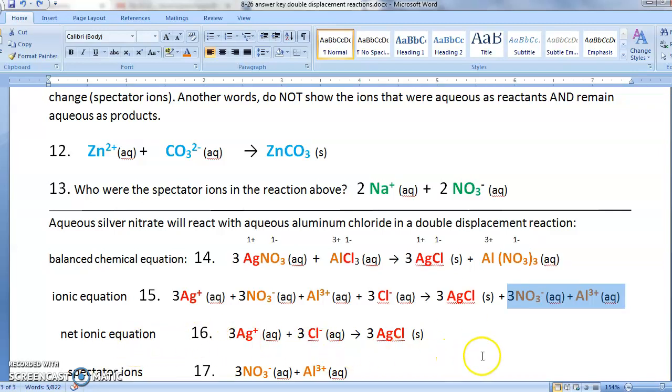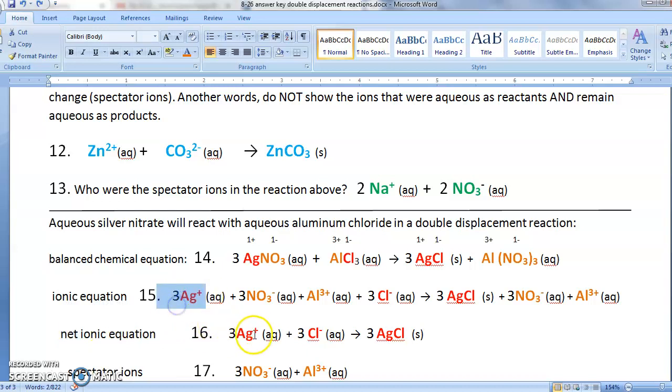The net ionic wants only the things that are changing. Take a look here. We have 3 Cl minuses floating around. We have 3 Ag pluses floating around. Over here, they're not floating around. They've joined together and precipitated out of solution. So when we're looking for the net, those were the ones that weren't the same on both sides.